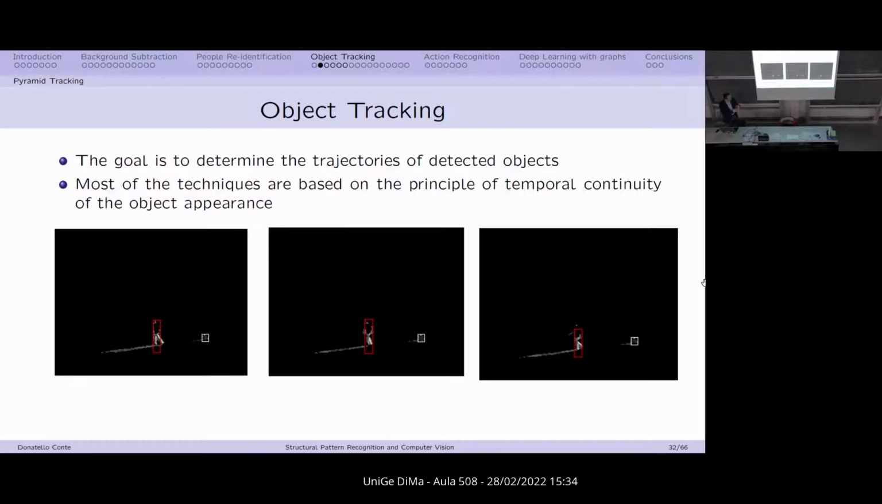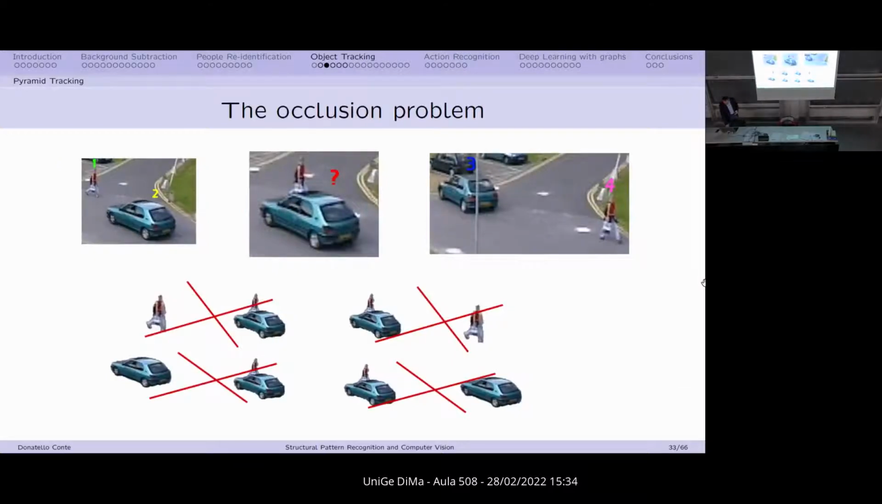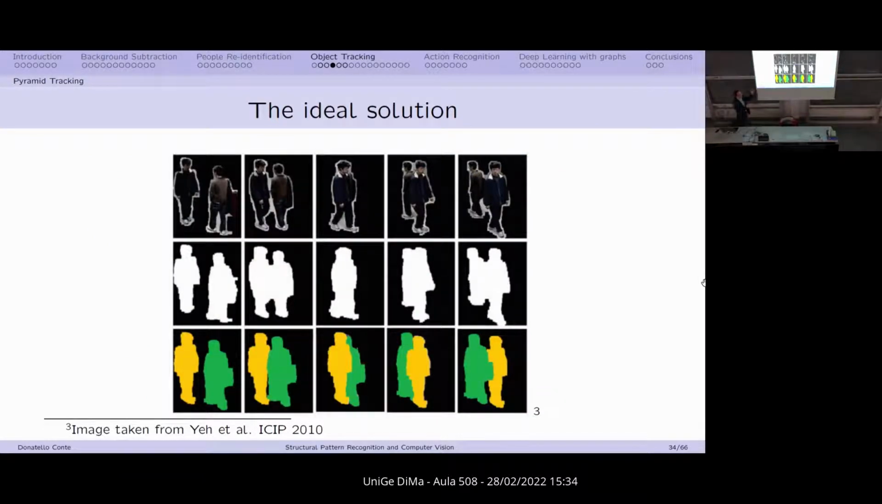There are many techniques that have been proposed for object tracking, but the basic one is the data association between frames. The main problem in tracking is occlusion, because when we have occlusion, in which two objects are occluded, the appearance of the region is different from the previous and future appearance, and so the association is difficult. So the ideal solution is, when we have a region composed of the two objects, to separate the part of the region that belongs to one object and the part that belongs to the second object.